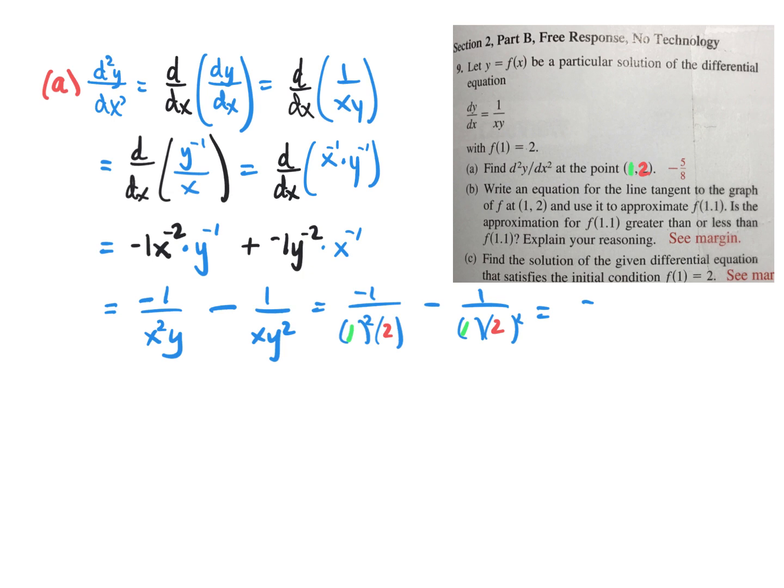which is negative 1/2 minus 1/4, or in other words, negative 3/4, which is not the answer that I was expecting. So either I made a mistake or the textbook did. I love it when I make mistakes so that we can learn from them. So let's see if I made a mistake somewhere.